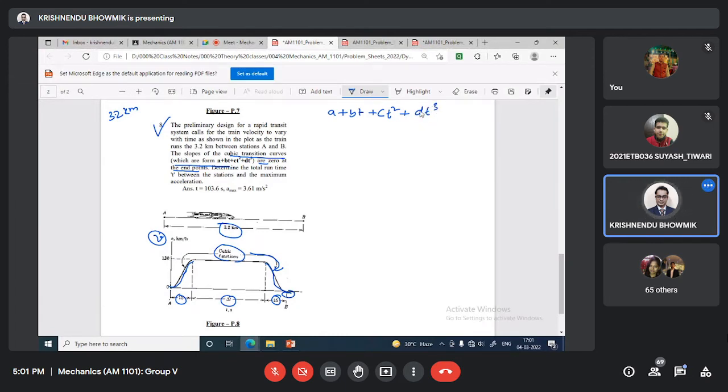So you tell me, what is this slope basically representing? Velocity, acceleration, or distance? This equation is representing what? You try to understand. Slope of the cubic transition curves, which are in the form of this, are 0 at both ends. Now tell me, is this expression for the slope of the curve, or the representation of the cubic transition curve? Is it representing velocity or slope of the velocity? A plus bt plus ct square plus dt cube, or distance? You tell me that one first.